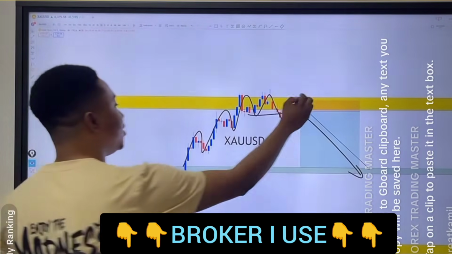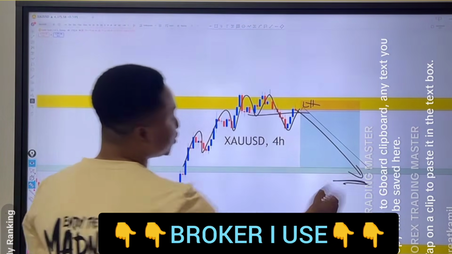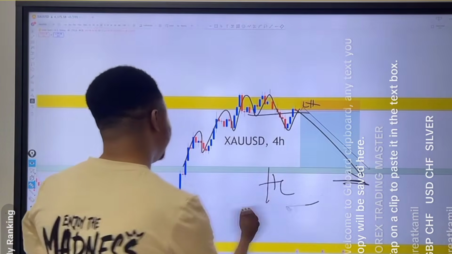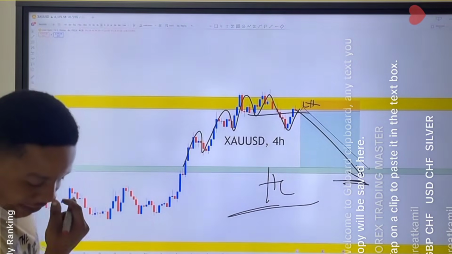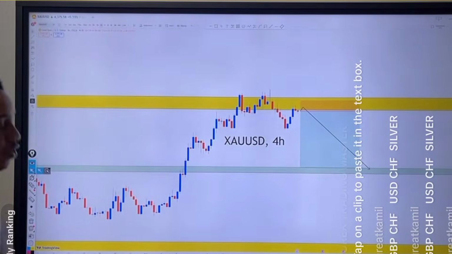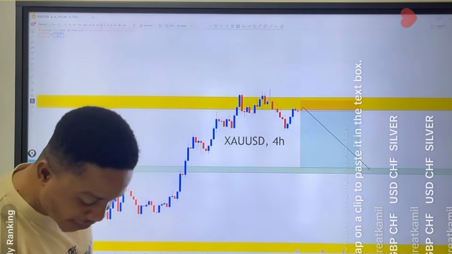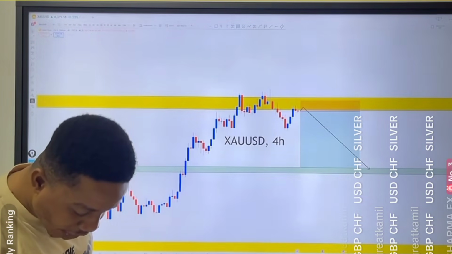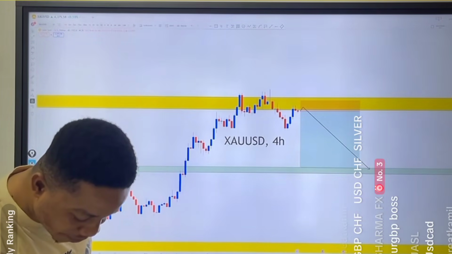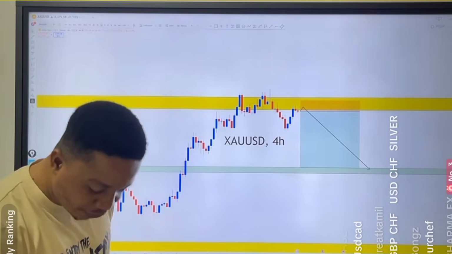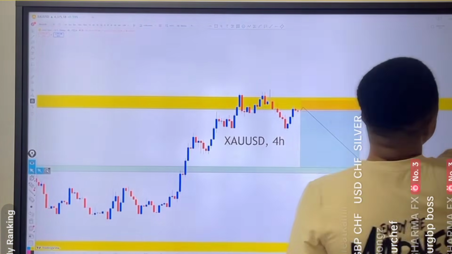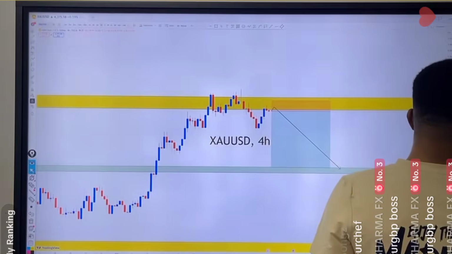We are selling from the lower high all the way down to the daily support to complete the daily higher low. So that's it also for gold. Let's move on to the next pair in the comment section. Alright, so the next pair, okay, I'm seeing the GBPCHF and BTC. Alright, let's go to GBPCHF.